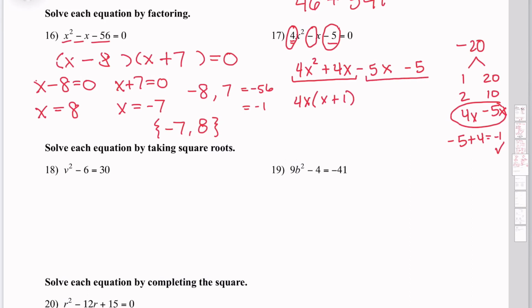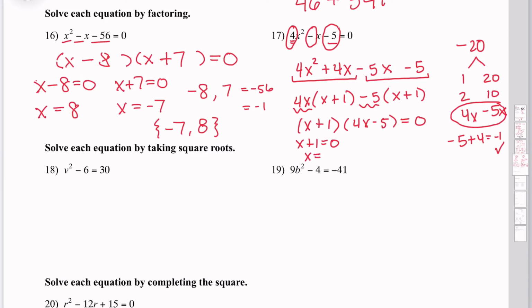Same goes for the last two terms. Their greatest common factor is negative 5, leaving us with x plus 1. Since they now share a common factor of x plus 1, let's take that out, leaving us with the terms outside: 4x minus 5. Set that equal to 0. Now set each parentheses equal to 0 to solve for x.